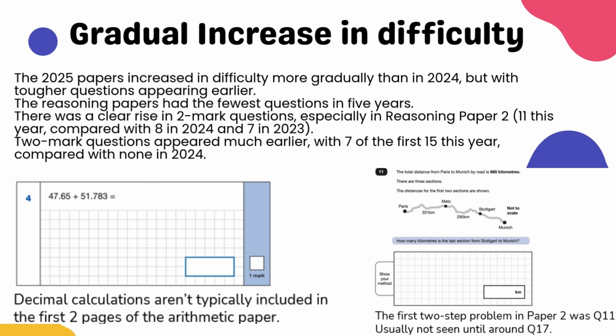For example, the first 2-step problem question in paper 2 was question 11. Usually a 2-mark question is not seen until about question 17. So you had quite a few difficult questions appearing earlier in the paper, questions that need the students to do a little bit more in order to get both marks. Also in the arithmetic paper, decimal questions appeared much earlier, and they're not usually included in the first few questions.